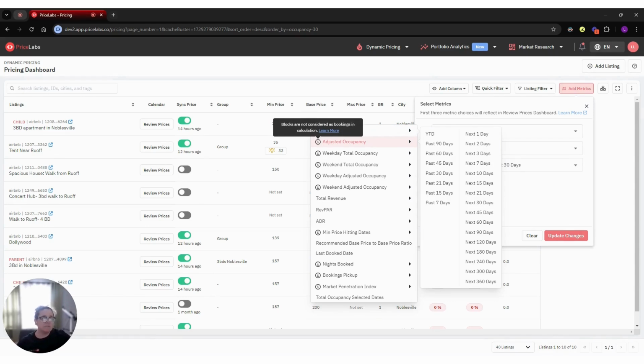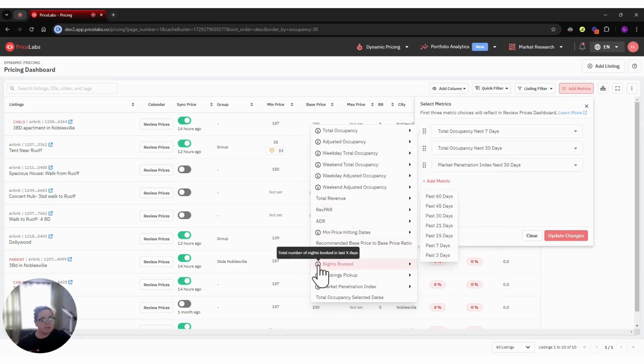This is super useful once you get into the more tricky suggestions. Nights booked, for example, is the total number of nights booked in the last X days, versus booking pickup, which is the total number of unique bookings in the last X days, right?